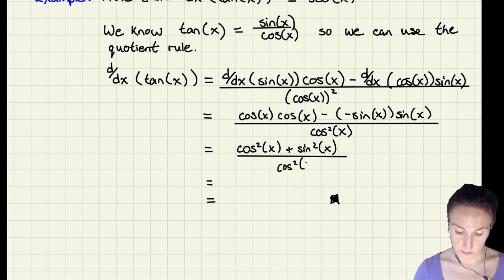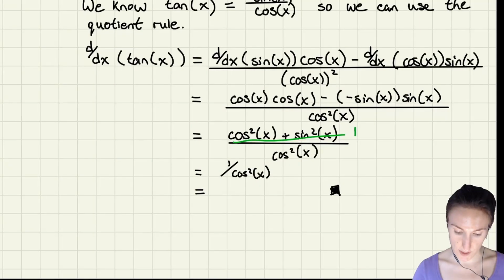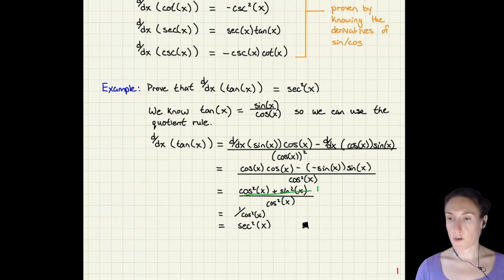Now the top, we know what this is. Sine squared plus cos squared is just equal to 1. So what are we left with? We're left with 1 divided by cos squared x. And this is precisely what secant squared x is equal to. Secant is 1 over cosine. And that's how we get our derivative here.